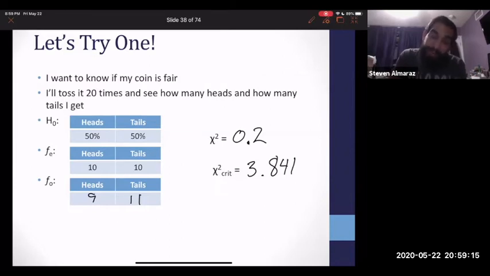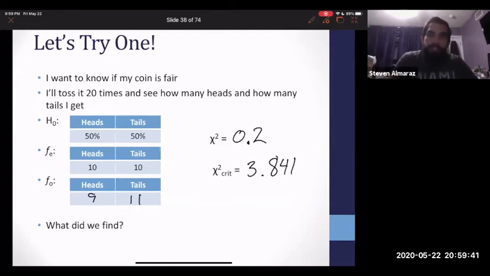It's not anywhere near this chi-squared critical value because 9 to 11 is really only one flip off, right? We would need to get quite a bit farther to believe that this is a coin that's not working, an unfair coin. So what did we find? What is our conclusion? What did we learn from this test?